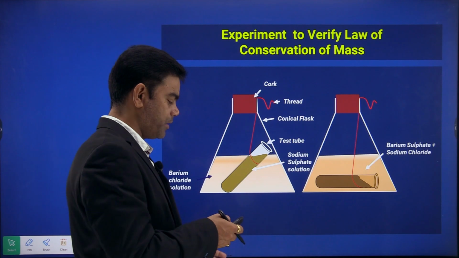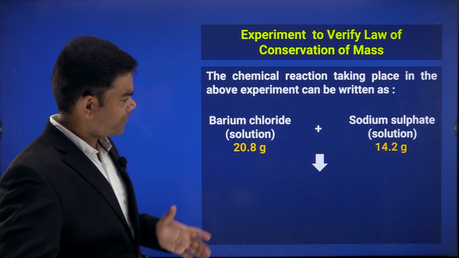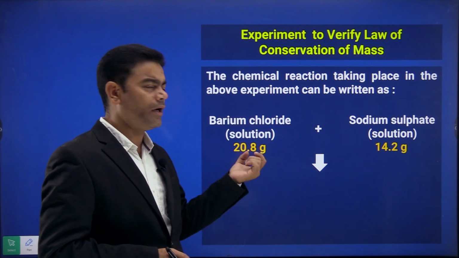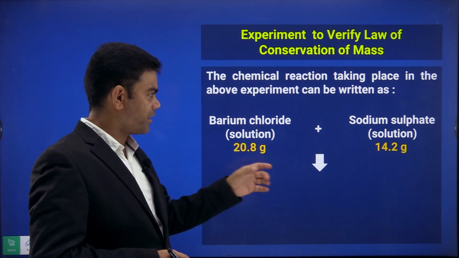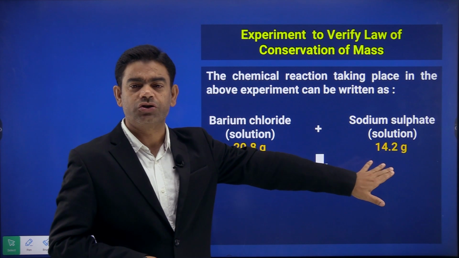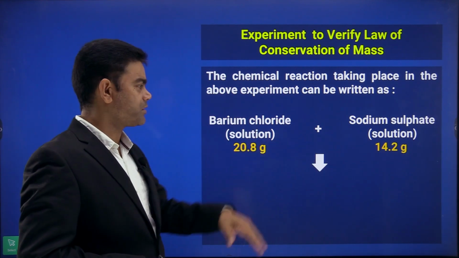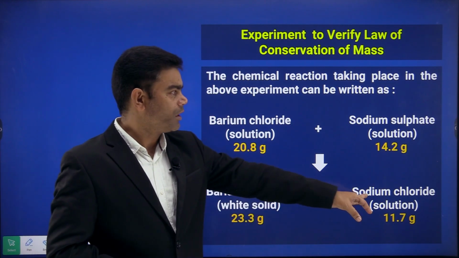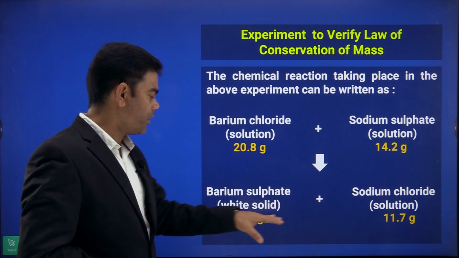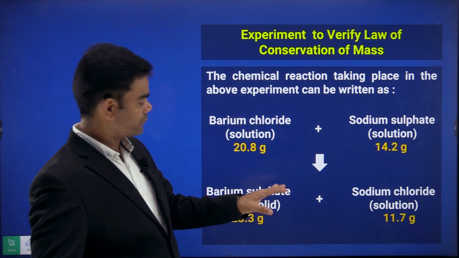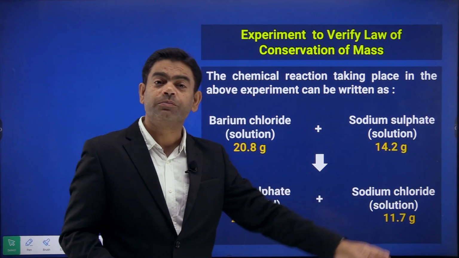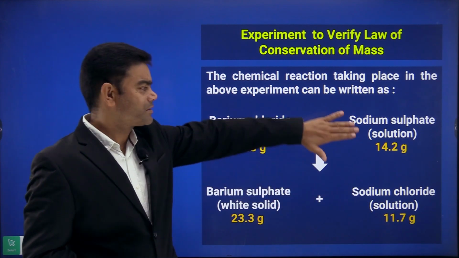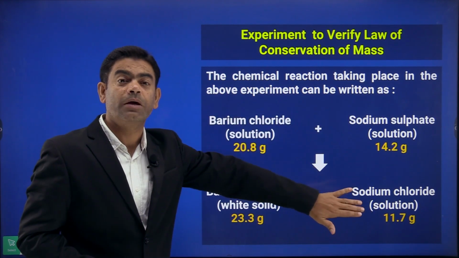When we did this experiment, I took these two solutions: barium chloride solution was 20.8 grams and sodium sulfate was 14.2 grams, and when these two were reacted, the resultant we got was barium sulfate and sodium chloride. The resultant I am getting is 23.3 grams of barium sulfate and 11.7 grams of sodium chloride. This is the resultant. These two are my reactants, these two are my products.